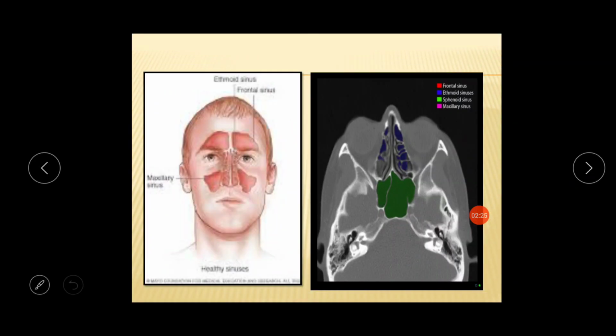This is a radiographic diagram of paranasal sinuses in transverse cut, in which you can see the multiple bluish, violet colored filled cavities, and those are suggestive of multiple ethmoidal sinuses in the nasal cavity. The green colored filled sinus is the sphenoid sinus. This is the right sphenoid sinus and this is the left sphenoid sinus, and you can see one intervening septum in between them. So sphenoid sinuses are the most posterior sinuses in the nasal cavity.